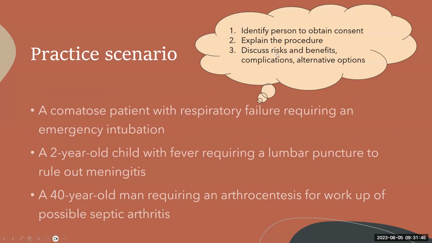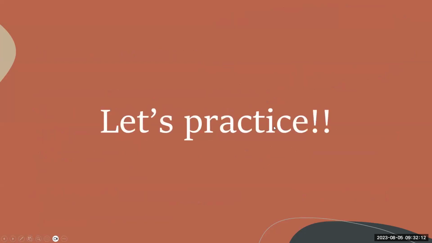And this is what I want you guys to walk through with your TA. Read the scenario, and identify which person you will obtain the consent from. Is it the patient or is it someone else? Explain the procedure to the patient or whoever you are obtaining the consent from, and then discuss the risks, benefits, complications, and the alternative options. All right, so that's going to be the main task for you to practice today.